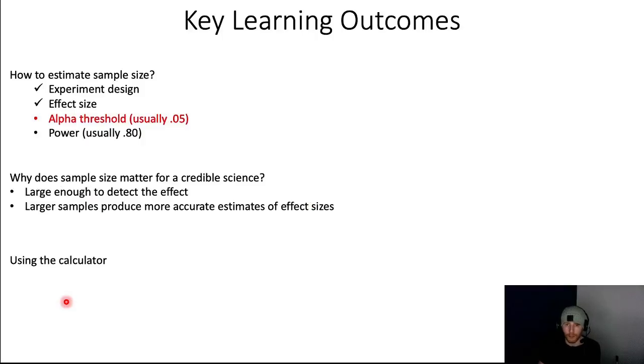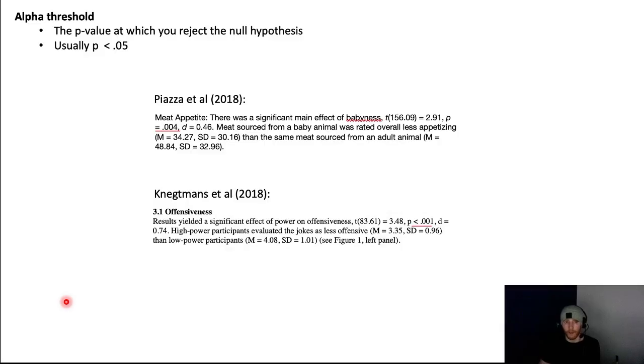Let's move on to the alpha threshold, and I'm not going to spend too long talking about it. For those of you that don't care about statistics, just want to know what you need to know, p equals 0.05. Anything smaller than 0.05 is considered to be significant. And as you know, when you report your t-tests, you should report your p-values, and you can see here the p-values in Piazza et al. are 0.004. That's smaller than 0.05.